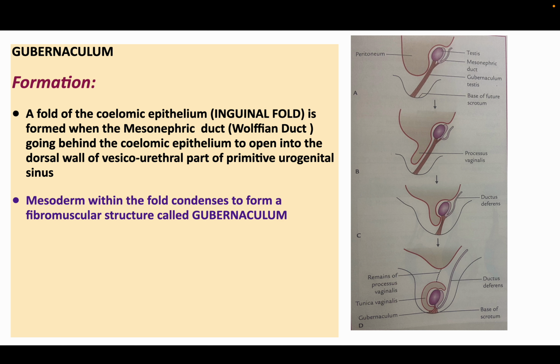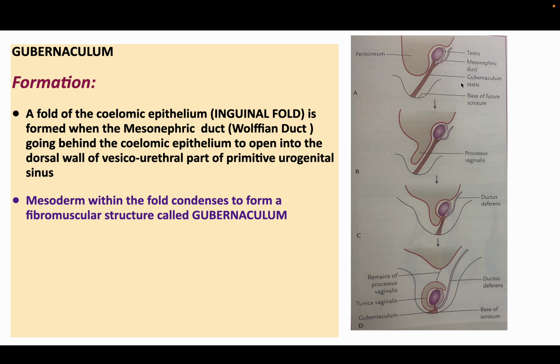Coming to the next topic, that is the descent of testis, which is very, very important. Before starting with the descent of testis, you should have an idea of the gubernaculum. The gubernaculum is formed from a fold of coelomic epithelium called the inguinal fold, which is formed when the mesonephric duct or Wolffian duct goes behind the coelomic epithelium to open into the dorsal wall of the vesico-urethral part of the primitive urogenital sinus. The mesoderm within the fold condenses to form a fibromuscular structure called gubernaculum.